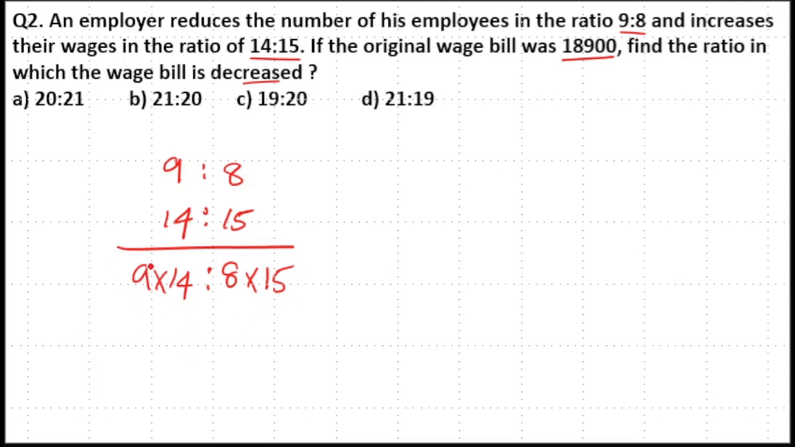Here 9 and 15 cancel with 3, that is 3 3s are 9, 3 5s are 15. Here 14 and 8 cancel with 2, 2 7s are 14, 2 4s are 8. So your ratio will be 21 is to 20. So your answer is option B.